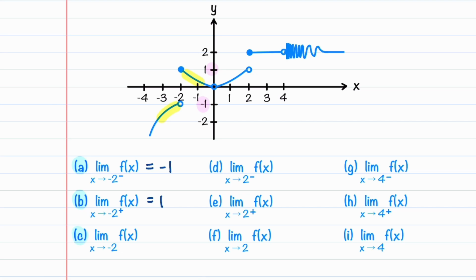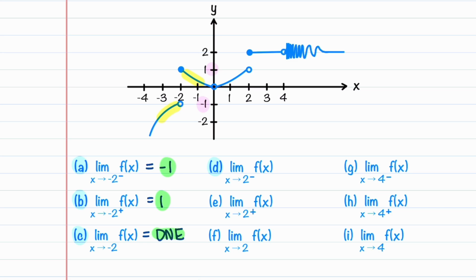Now in part C, we're asked to find the limit just as x goes to minus 2, not from the right or from the left. To find out what this equals, we need to see if the limit from the left is equal to the limit from the right, and we can see that the limit from the left is not equal to the limit from the right, so we say that this limit does not exist, and we write it as DNE. Now let's look at part D.